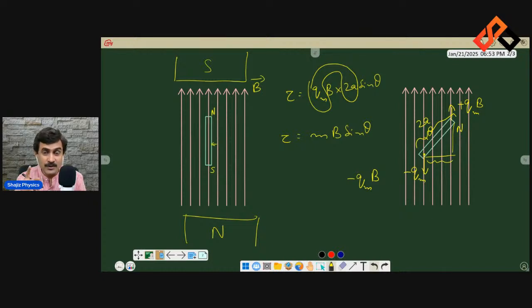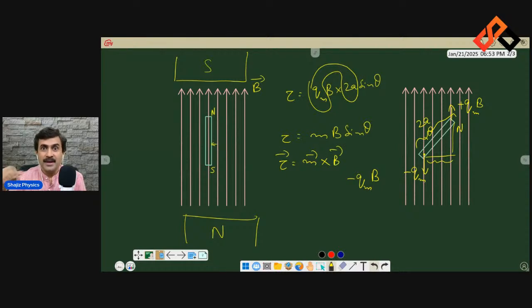Now you think about this, mB sine theta. In that equation also sine theta comes. So remember the thumb rule: whenever there is a sine theta appearing in any equation, there will be a strong chance for that equation to be represented as the cross product of two vectors. So here torque tau is equal to m vector cross B vector. So this is the torque.